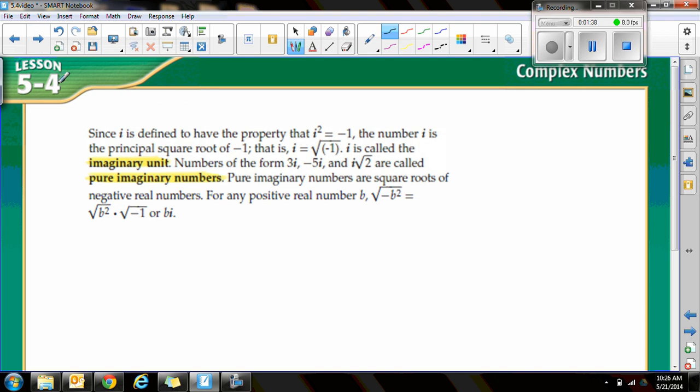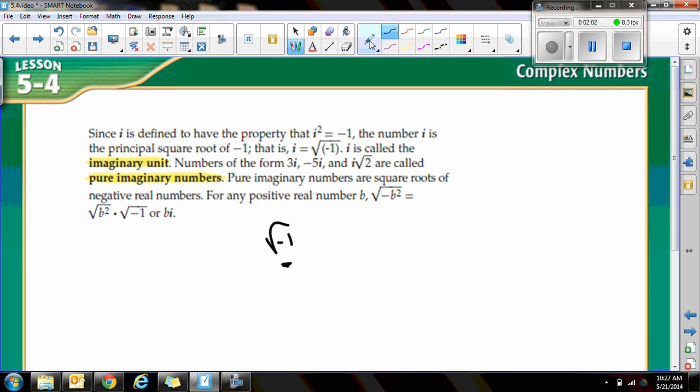Now, why is the radical so important? Well, the radical is so important because we have things with square roots of negative 1s. And we've said before, you can't do square root of a negative. Well, now suddenly, we can. And that's what we're going to talk about here today.